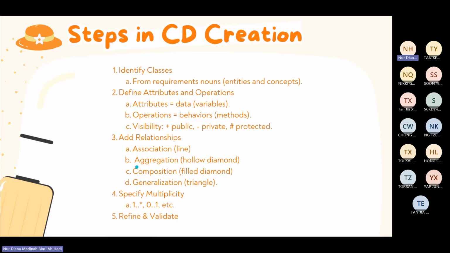Okay? And then you're going to have your operation or your methods. You need to add the relationship as I mentioned just now. Either it is associate, aggregate, compose, generalize. And then each of them you need to put either it is one-to-one, many-to-one, or many-to-many. It looks the same as your database ERD, but it is totally different.